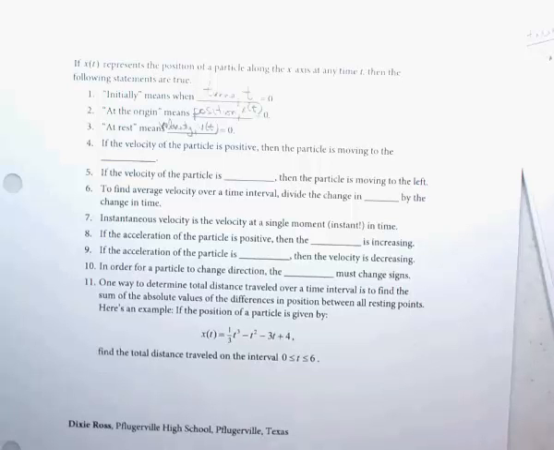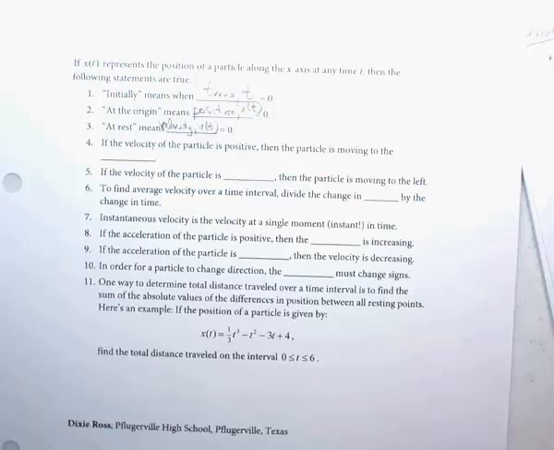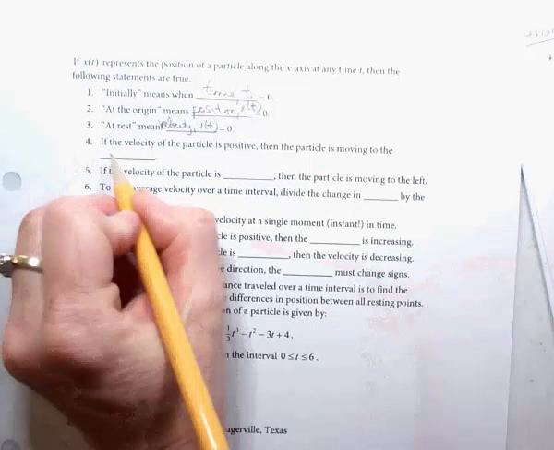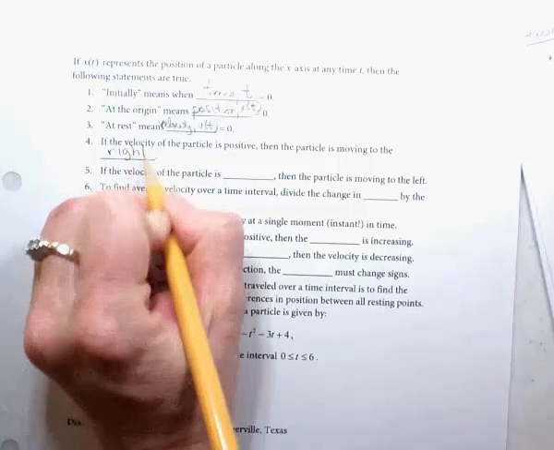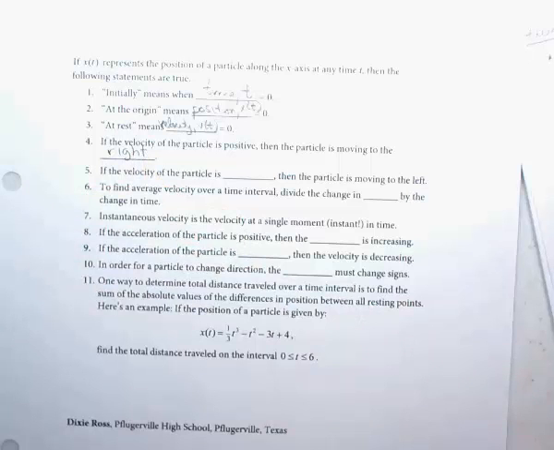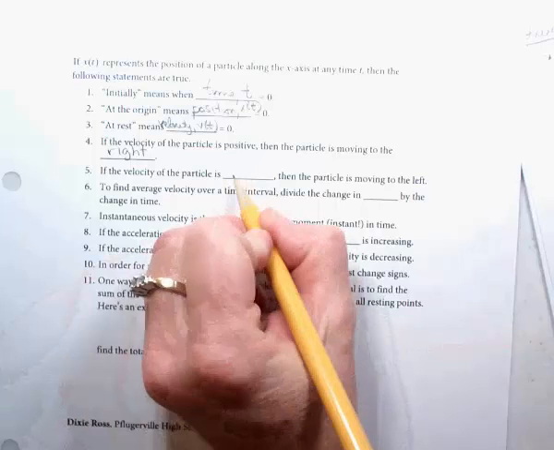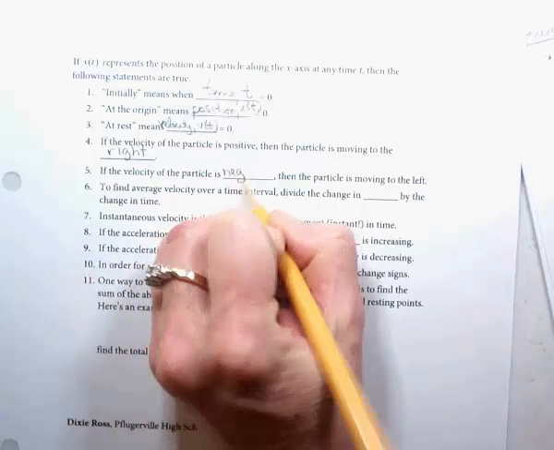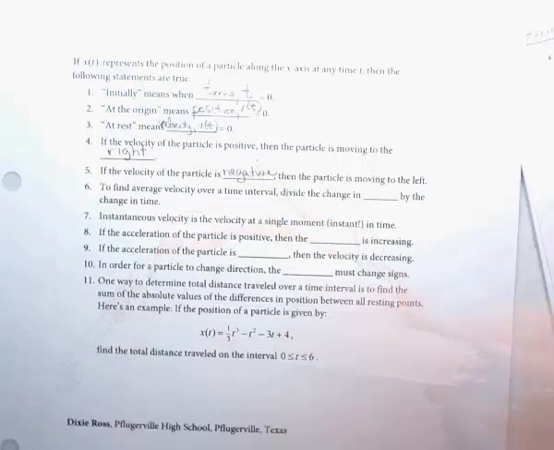If the velocity of the particle is positive, then the particle is moving to the right. If the velocity of the particle is negative, then the particle is moving to the left. Negative velocity, moving to the left.